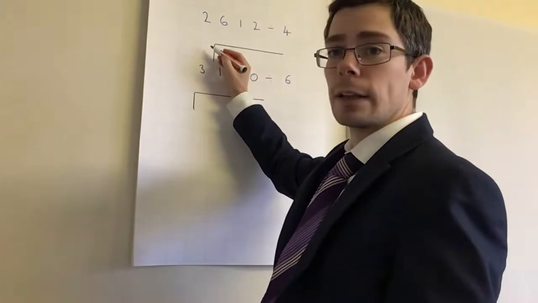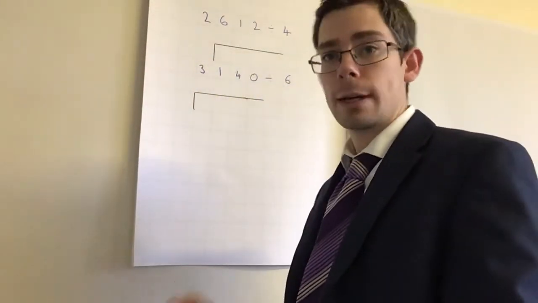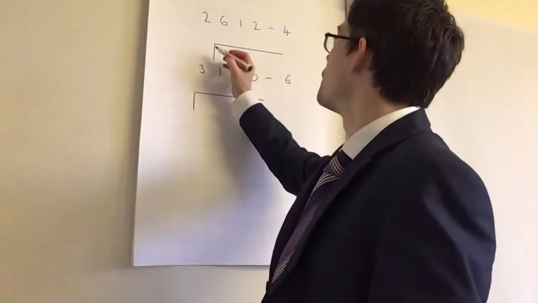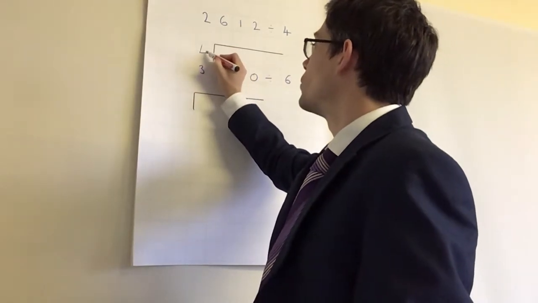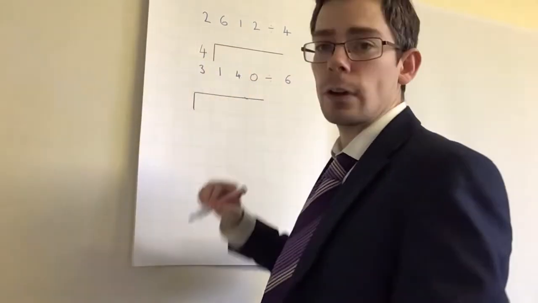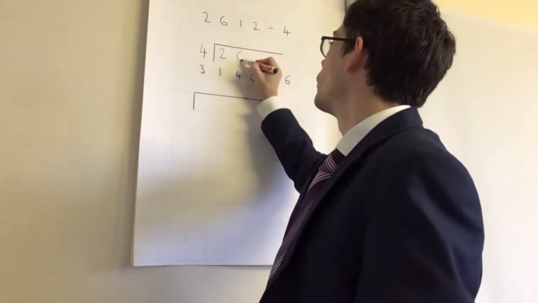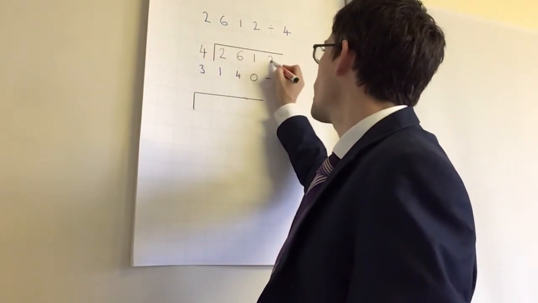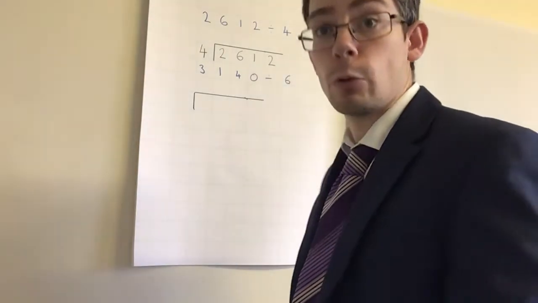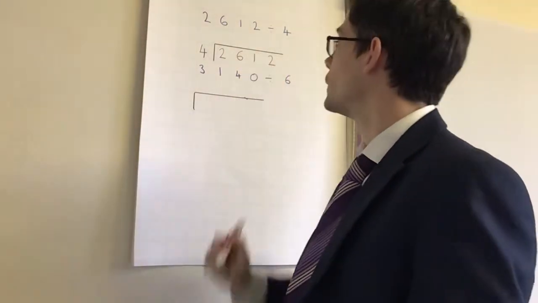So I lay it out like this with what looks a bit like a bus stop, hence it's named the bus stop method, with the 4, which is the number I'm dividing by, the size of the groups, going on the outside, and then the total, the number that I am sharing into 4s, or into groups of 4, in the middle.